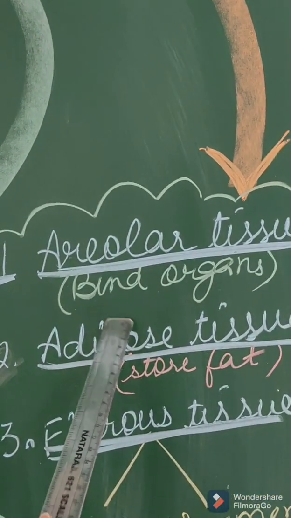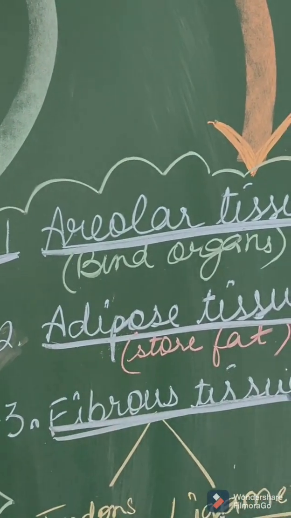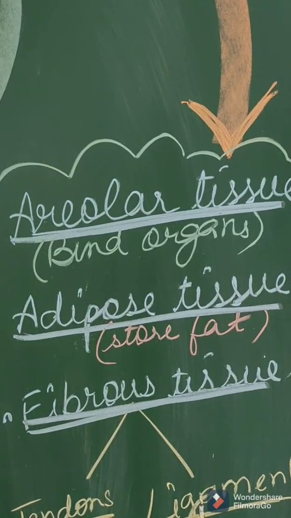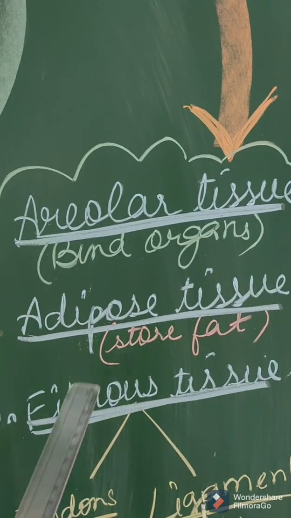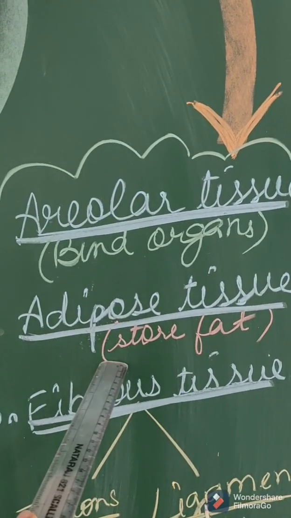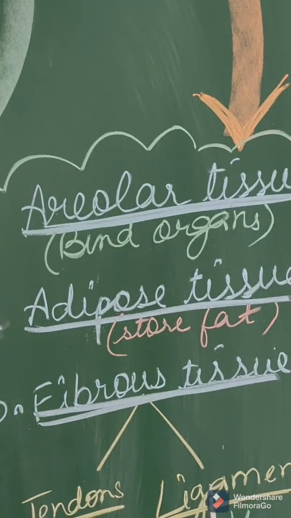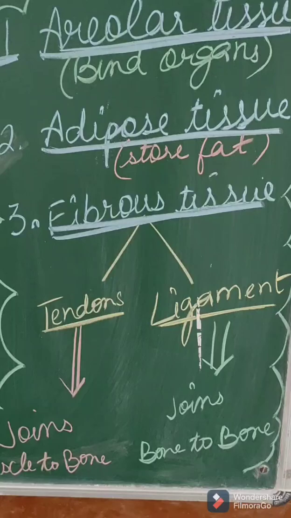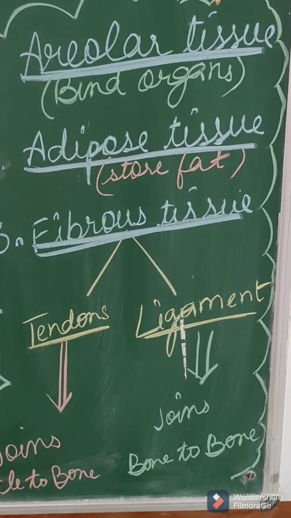Second, when this tissue is present around delicate organs, it acts as a shock absorber. So it will absorb the shock whenever you fall or any mechanical injury is there. So due to this adipose tissue, our delicate organs don't get injured. Next we have fibrous connective tissue. Fibrous connective tissue is made up of fibers. Those fibers are collagen fiber and elastin fiber.